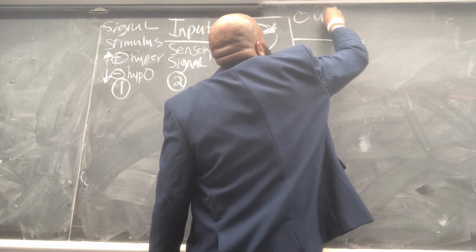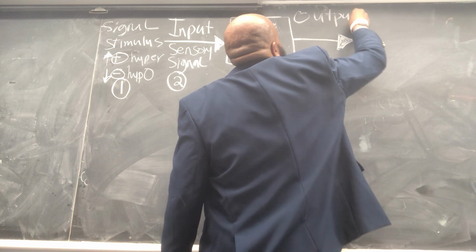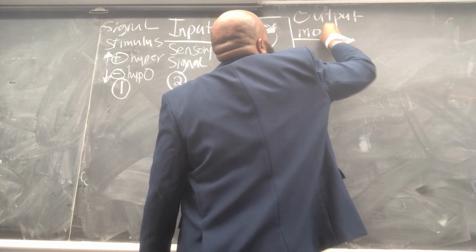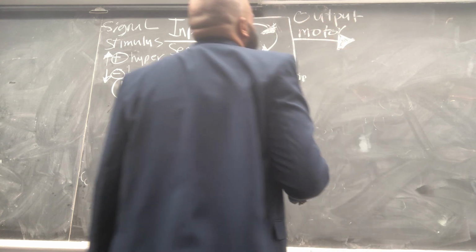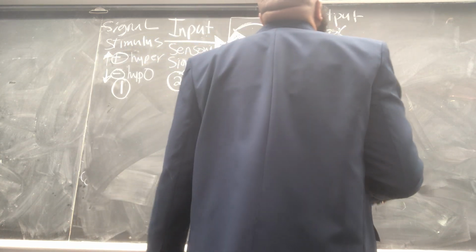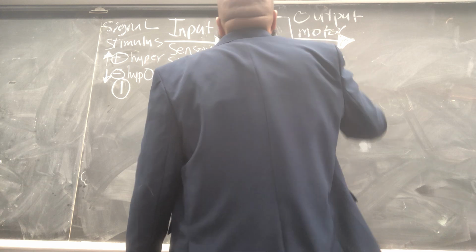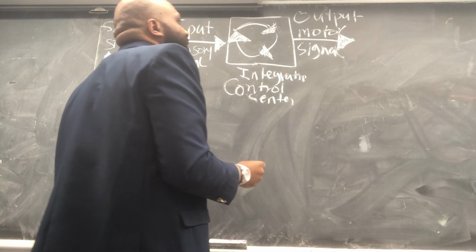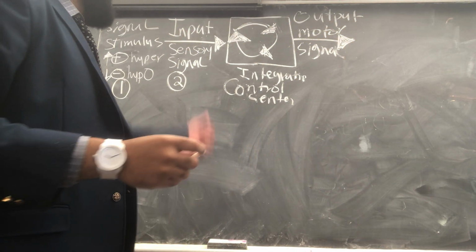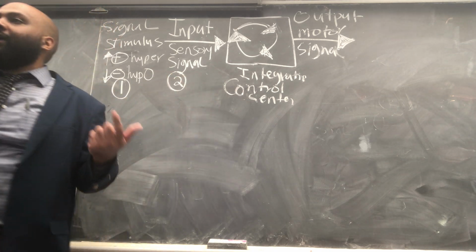Now describe this output for me. What kind of output? It's a motor. That's a motor output. The motor output signal. That's a motor output signal. The motor output signal will always and absolutely be what? The opposite of the input. That's how we have negative feedback.